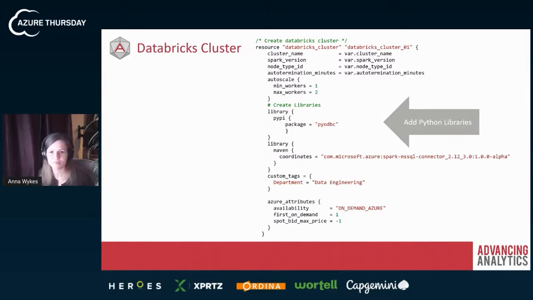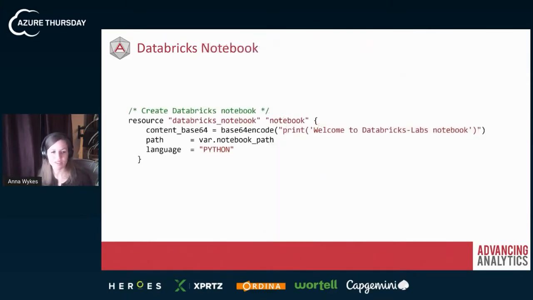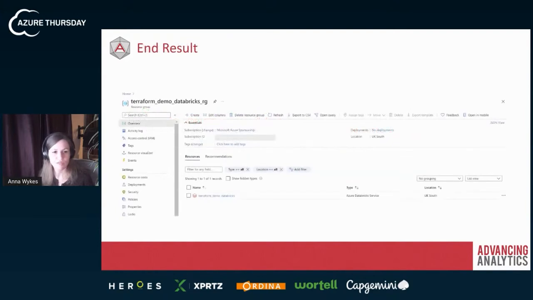And then also we've got Azure attributes there. And then essentially we are working with Databricks Notebooks. So we want to upload some notebooks, and what we've got here is a base encoded path to where that Databricks notebook is going to be. And this is our end result. So this is going to create us a Databricks instance in the resource group that we have defined. So two providers working hand in hand to achieve that infrastructure as code dream.